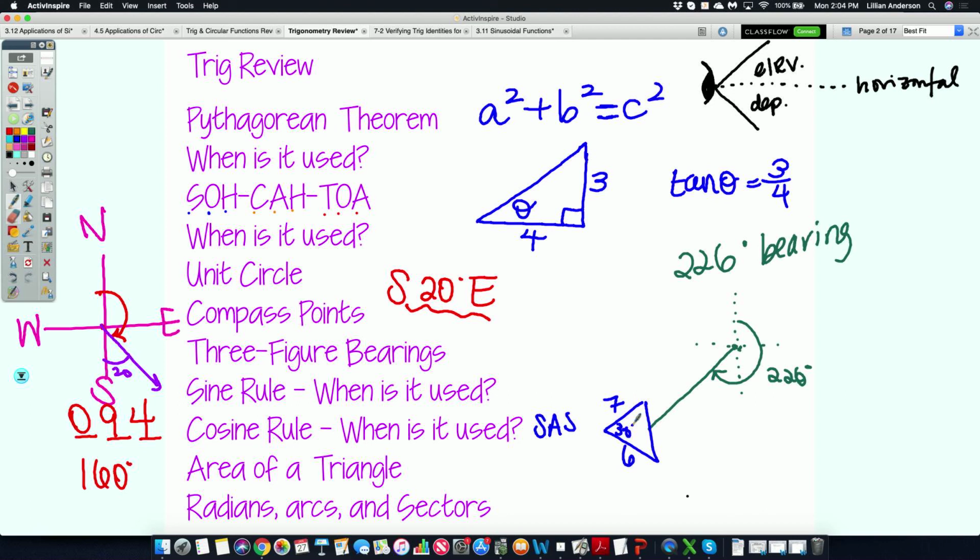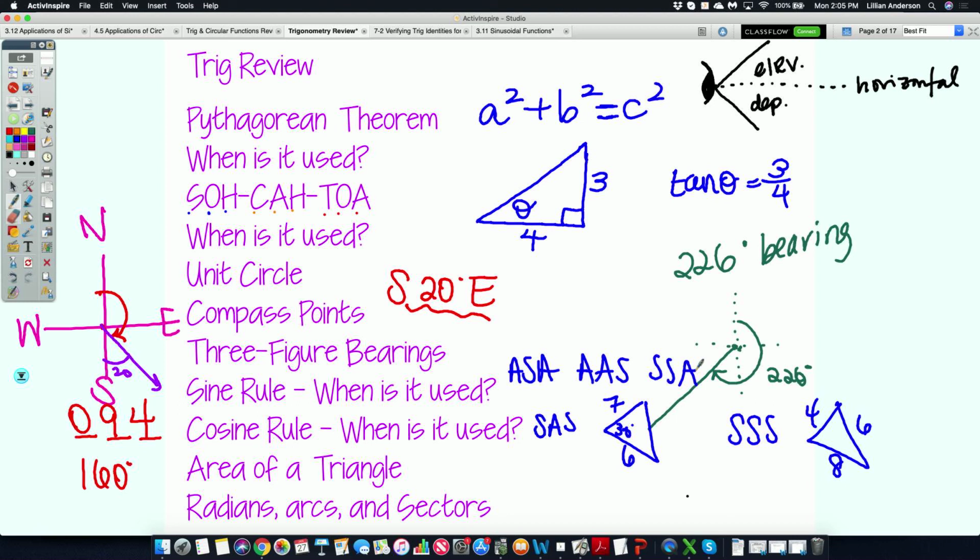So let's do cosine rule, because there were only two stipulations when you used it. Side angle side was one of them. What was the other one? Side side side, when you knew all three sides. Okay, so this is 4, 6, 8. That's when you had cosine rule. Any other situation, angle side angle, side angle angle, that's when you would use the sine rule. Those are the situations.